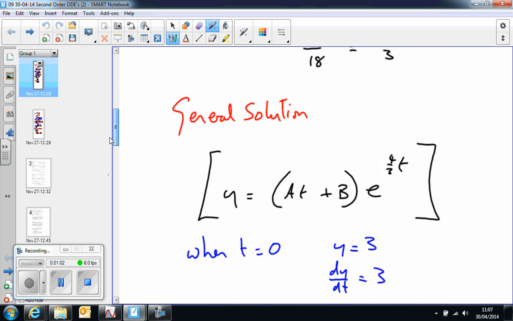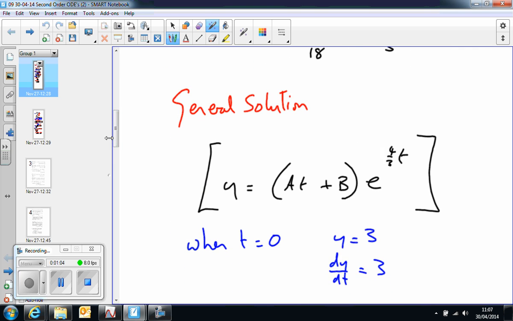So the general solution is y equals (at plus b) e to the 4 over 3 t. Leaving it as 4 over 3 is not a bad idea, certainly when you come to putting in the initial conditions, as we'll see, and also as an exact answer. If I turn that into a decimal, it's 1.3 recurring.